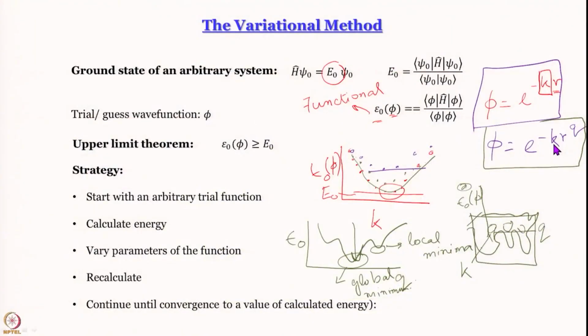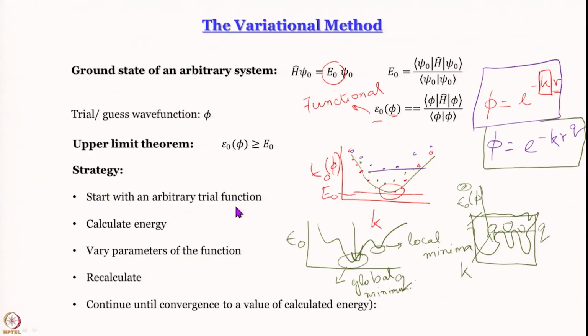And then we said that this wave function would have some associated parameters which are called variational parameters. What we do is we vary these parameters, change the values of these parameters, calculate epsilon 0, and the upper limit theorem tells us that whatever minimum value we get for epsilon 0 is the maximum possible value for E0, or the upper bound, or upper limit of E0.